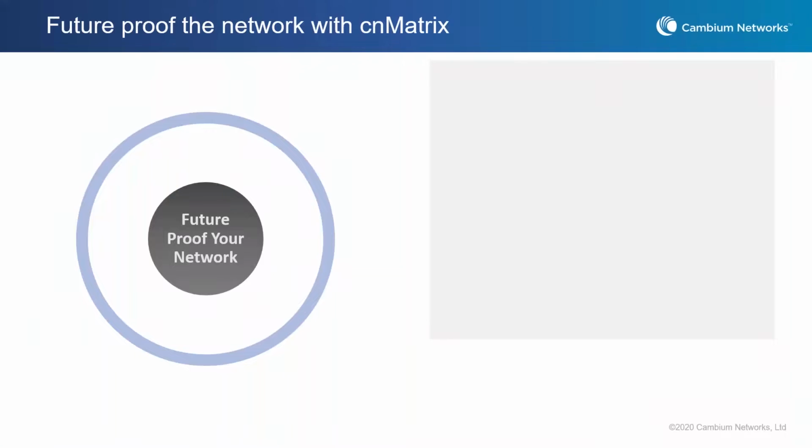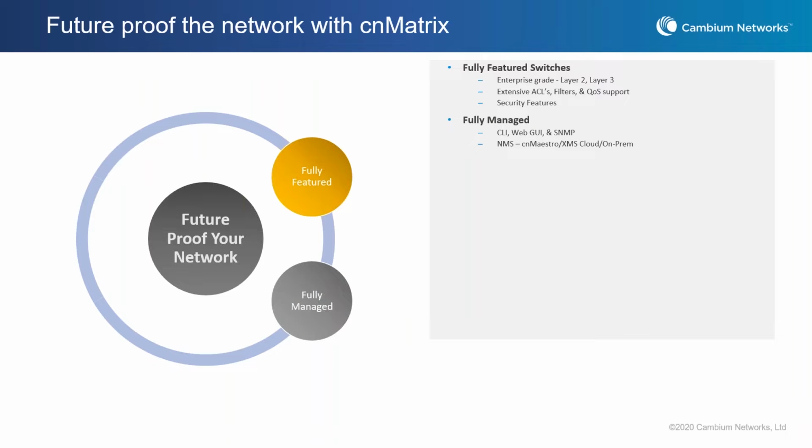Okay, a little bit about the software strategy. This slide applies to our enterprise switches as well as our WISP switches. So just real quick about the functionality. First thing to note, and the one thing to take away, is these are enterprise grade switches, full layer 2 feature set, layer 3 feature set, not just static routes, but dynamic routing as well. Extensive ACLs and filters and QoS capabilities, long list of security features. So enterprise grade switching, fully managed, CLI, web GUI, SNMP as well.